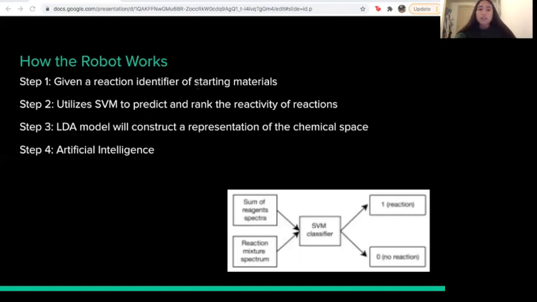In step 3, the LDA model will construct a representation of the chemical space, and from this model, the probability of the reactivity of the reactions can be predicted. The machine will be able to function without any prior information because it builds up a picture of how the reagents react with one another. Therefore, LDA will be able to choose the desired reactive reactions with the highest potential.